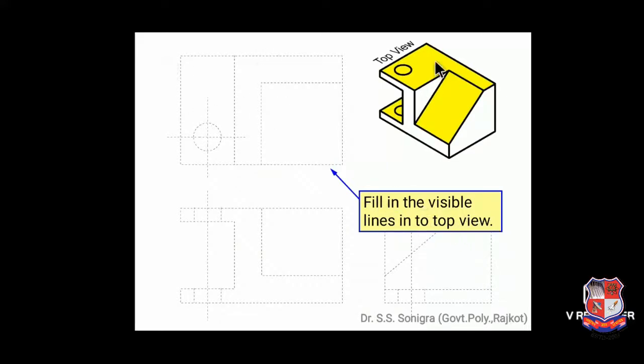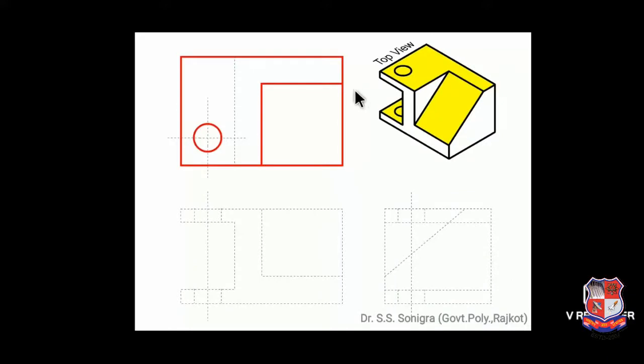We start from top view. So these lines are visible, right? These lines are visible, so you can draw like this. If you look from top, these lines are visible. This corner, this one, that is hidden. That will not be visible in top view.